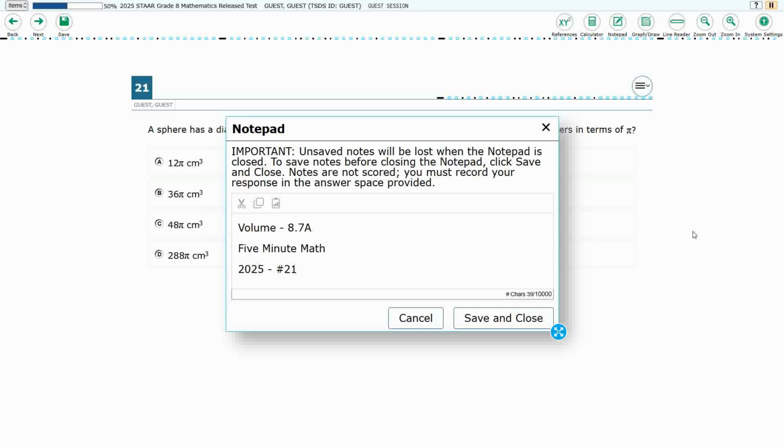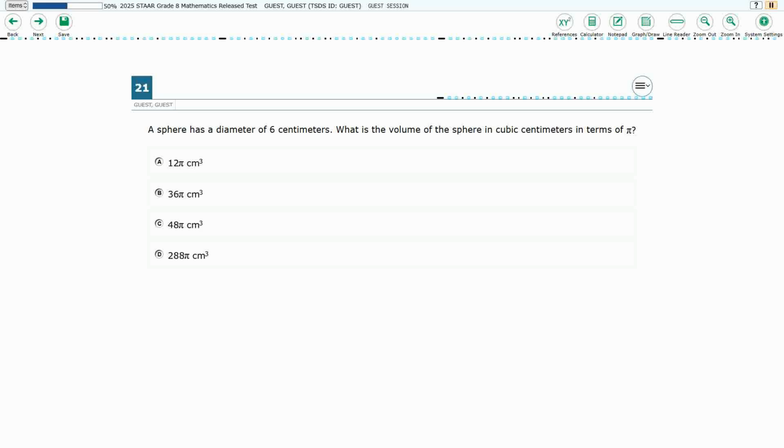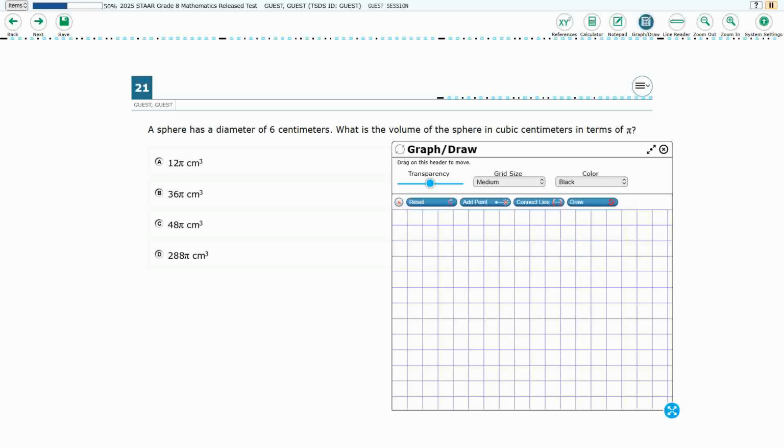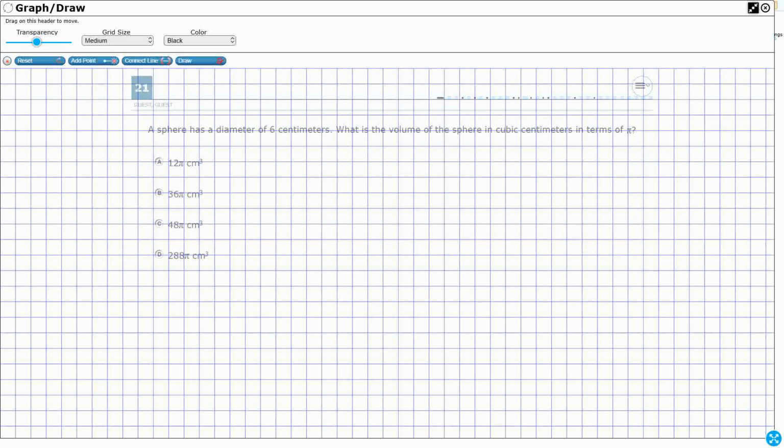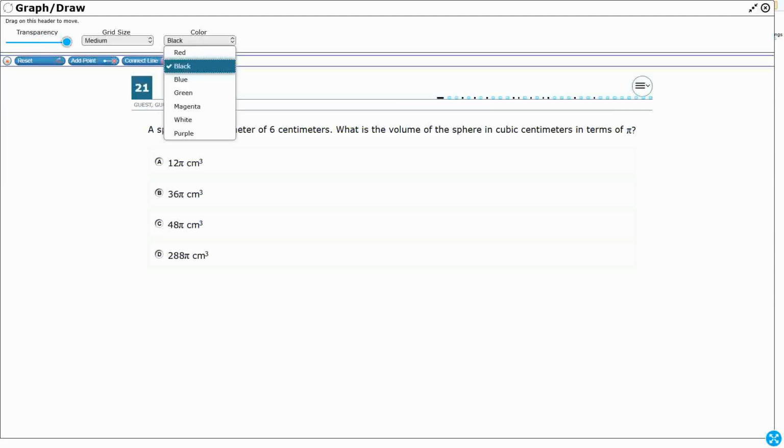Today we are looking at the 8th grade concept of volume. This is standard 8.7a in the great state of Texas, and we are using item number 21 of the 2025 released STAAR test. If you haven't done so already, please go ahead and take a moment to pause the video, work this problem out on your own, unpause it, and we will look at our answers together.